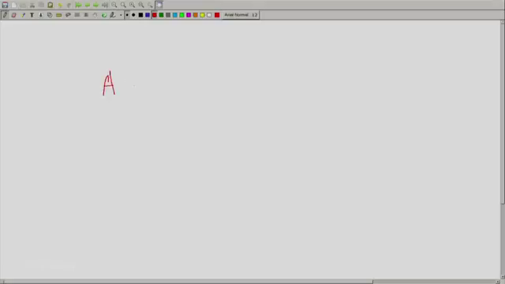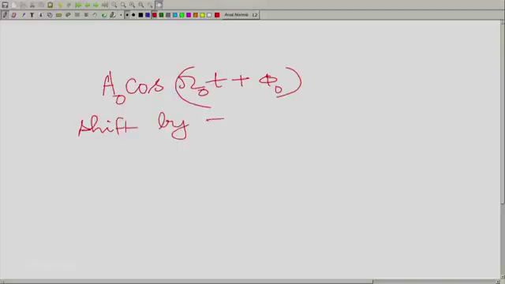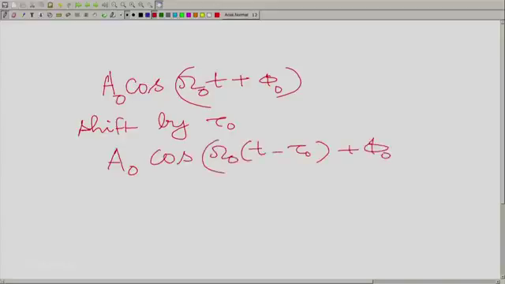Now, let us understand this change of phase being linear, what is the physical meaning of the same? Let us take a single sine wave and let us see what happens when we shift at all frequencies by the same tau naught. Let us take one sine wave first. So, let us consider a naught cos of omega naught t plus phi naught, and let us shift this by tau naught. So, it becomes a naught cos of omega naught times t minus tau naught, plus phi naught.